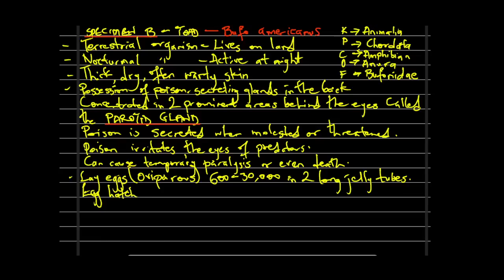Eggs hatch into tadpoles. They hatch into tadpoles and then they transform into adults in about 1 to 3 months.